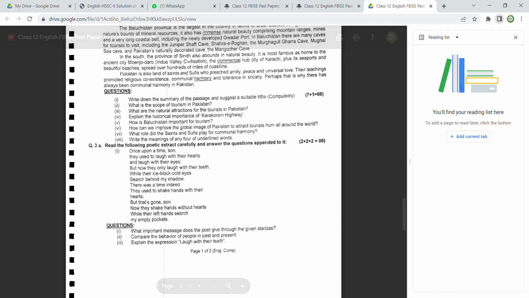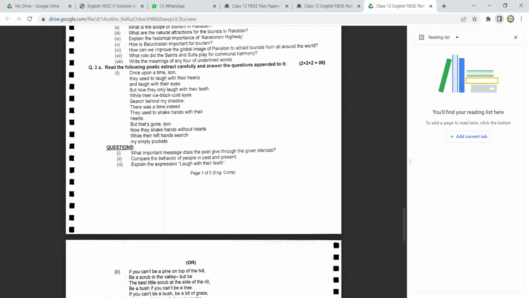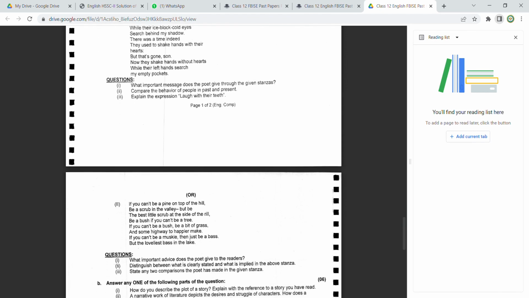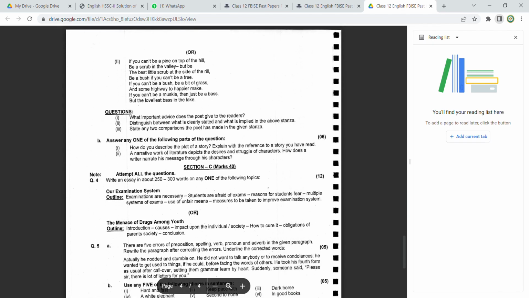Next comes question number 3. This is basically a stanza or poem from the poetic extract. It carries 6 marks with 3 questions, each carrying 2 marks. It contains total 6 marks, and you have an option in this question. Question number 3, section B: answer one of the following parts of the question.